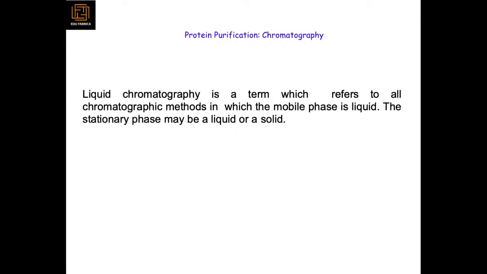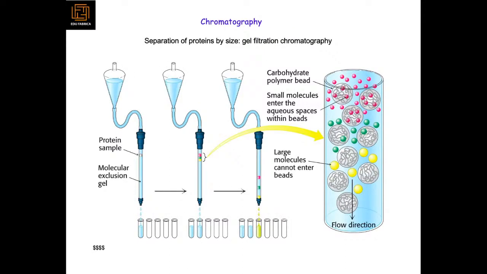Now comes the next, bigger part, that is chromatography. What is chromatography? From the perspective of liquid chromatography, it's a term which refers to all chromatographic methods in which the mobile phase is liquid and the stationary phase may be liquid or solid. So the first one is gel filtration chromatography.